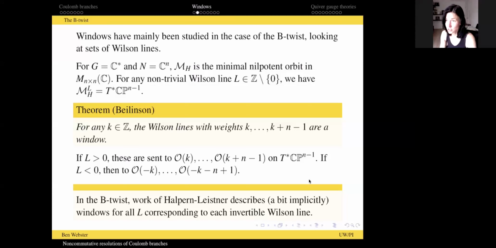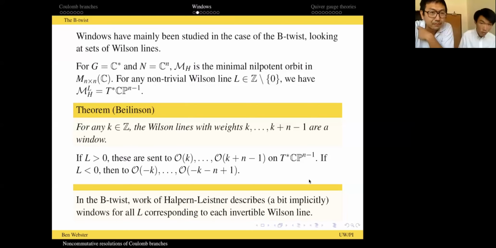All right, great. So in the B twist, various people have worked on this. I think the person who did the most interesting work is Dan Halpern-Leistner, who essentially gave a description of windows for each invertible Wilson line. He described a very large collection of these windows in type B. The construction is a little implicit. He doesn't say, consider this object. It's more like, consider the coherent sheaves satisfying these properties. But this is mostly just to say this is a notion which exists. And now I'm going to try to tell you how to construct these on the A side.